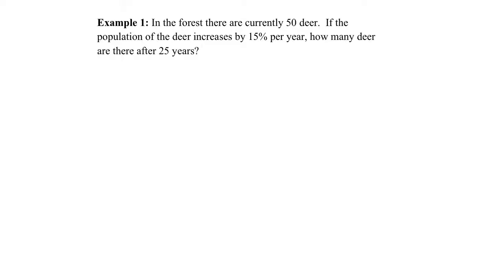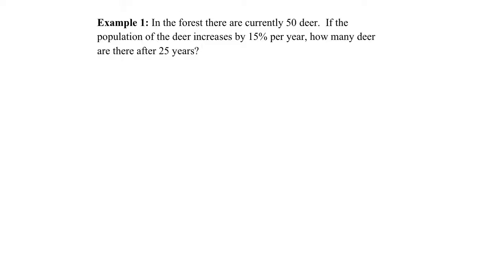So we have 50 deer in the forest. If the population of deer increases 15% every year, how many deer are there after 25 years? So I could sit here all day and say, okay, 50 times 1.15. That'll give me the population after 1 year. Then that answer times 1.15. Where am I getting 1.15 from? Why am I saying 1.15? If you pick up on the numbers we're using right now, it's 15%, and then 1 plus r, where r should be 0.15.